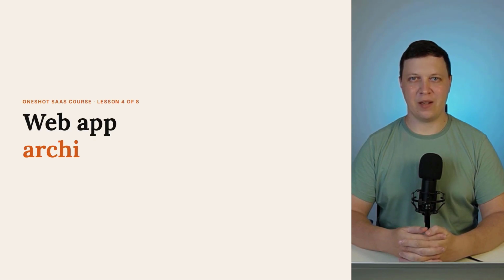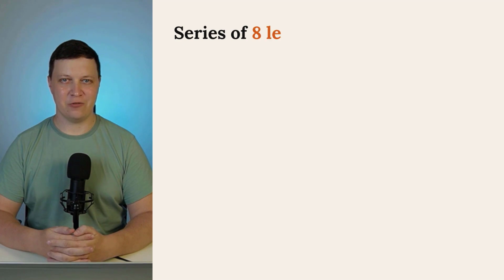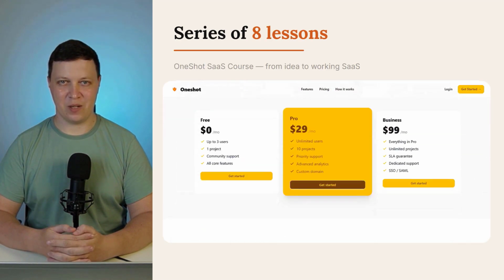When you ask the AI to write code without understanding the architecture, it starts from scratch every single time. This is lesson 4 of the course on launching SaaS applications. Last video we set up the environment and got OneShot running locally.